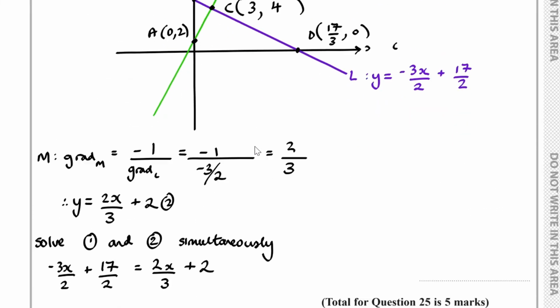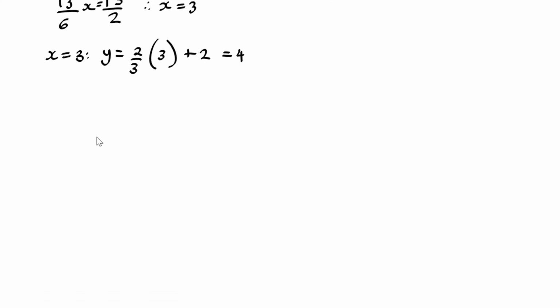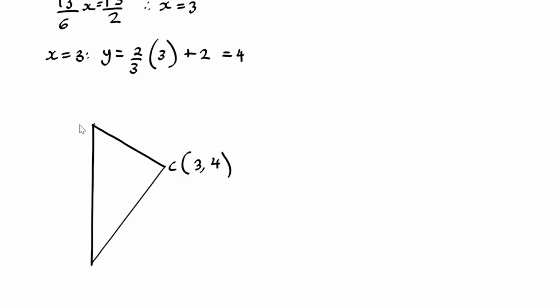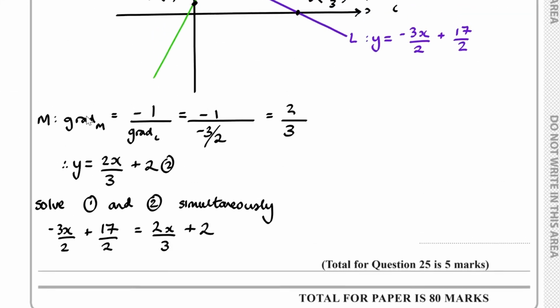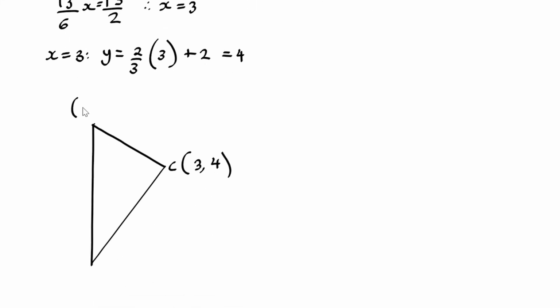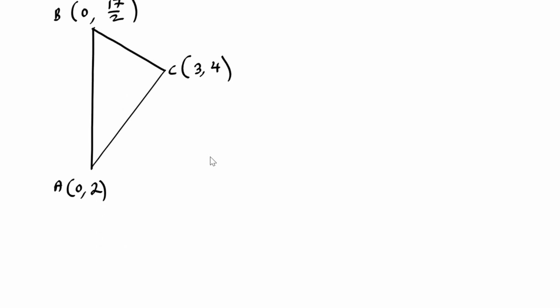So if we extend this out a bit and redraw the triangle ABC, something like this, we've got C with coordinates 3, 4. We've got B with coordinates 0, 17 over 2, so this is B. And we've got A with coordinates 0, 2. And we want to find out the area of this triangle. So the area is equal to 1/2 times the base times the height.